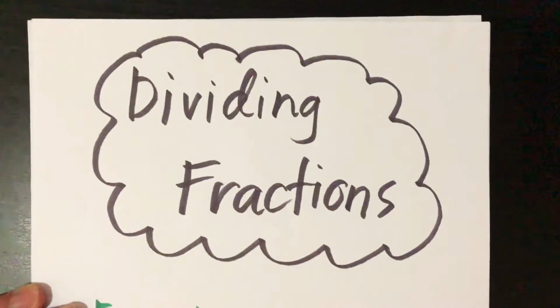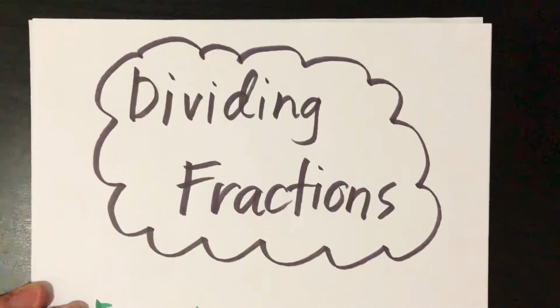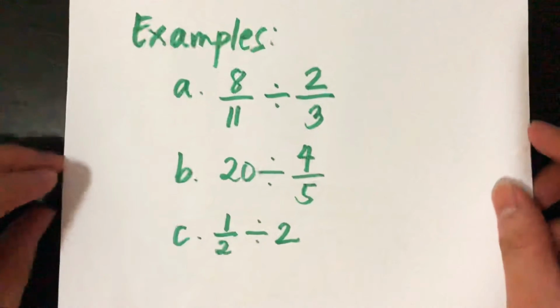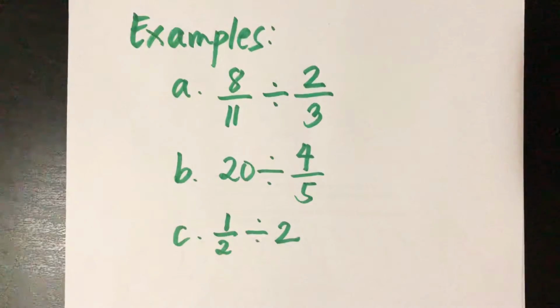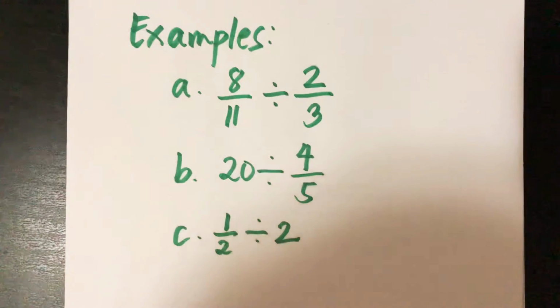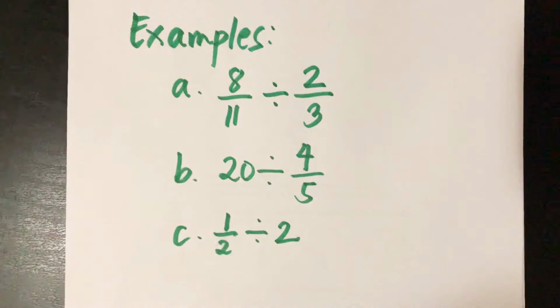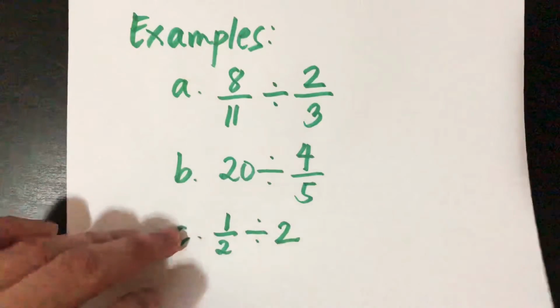In this video, we will discuss how to divide fractions. So here are the examples. We have 8 over 11 divided by 2/3. The next one is 20 divided by 4/5. Then the last one is 1/2 divided by 2. Okay? Now, let's start first with our first problem.